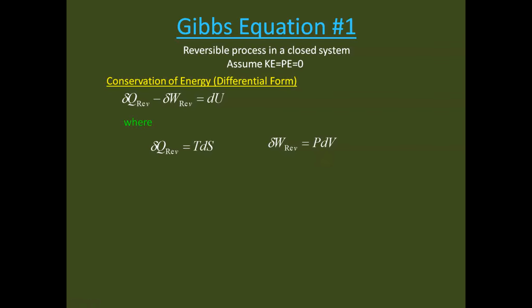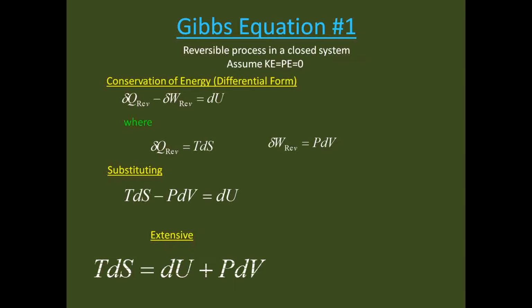Well, then we just substitute this into our conservation of energy equation, and what you get is temperature times differential entropy minus pressure times differential volume is equal to differential internal energy. This right here is the extensive form. If we rearrange these with just temperature and entropy on one side, that is our extensive form of Gibbs equation 1. We can do an intensive form by just dividing by mass. So both of these equations are forms of Gibbs equation 1. One's extensive, one's intensive, but they're both Gibbs equation 1.